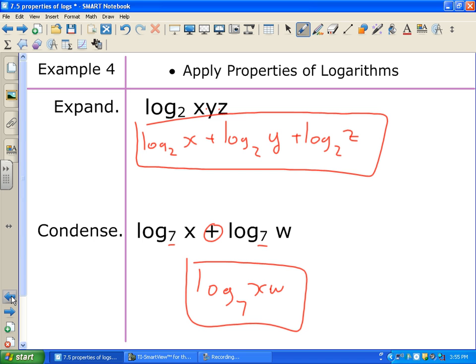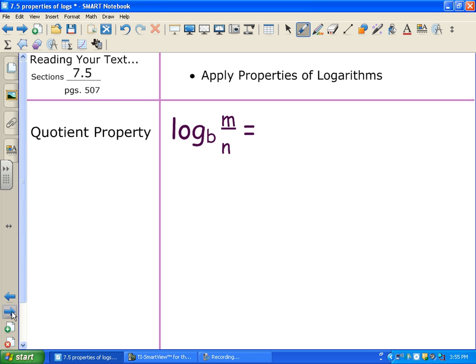If our rule for multiplication was addition, then the next logical step, I think, should be with division, we should subtract. And that's exactly what happens. When we have division, we subtract.